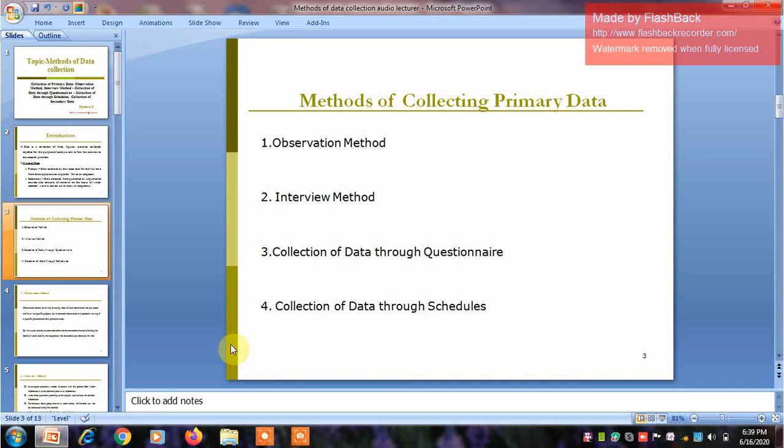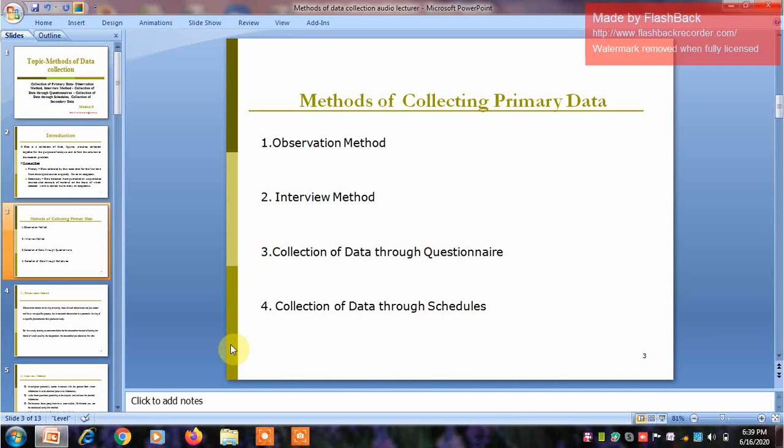Most such observations are casual and just seeing. For example, if a researcher wants to know the brand of the watch owned by the respondent, instead of asking what the brand of your watch is, he can simply make an observation and analyze what brand of watch he is wearing. So that is the observation method.